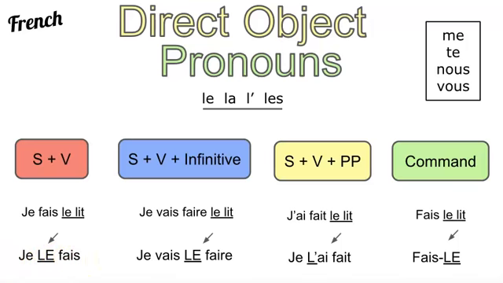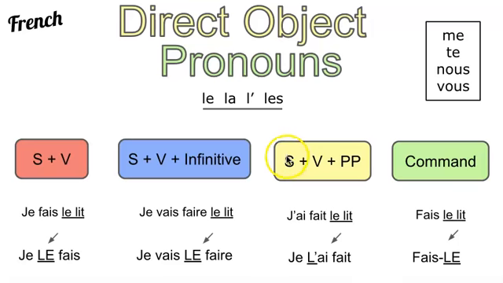For our second position, we have subject plus verb plus infinitive. Now, an infinitive is the verb before it's been conjugated. For example, je vais faire, I'm going to make or I'm going to do. In this position, when you have subject plus verb plus infinitive, your pronoun will go in between the two. For example, je vais faire le lit changes to je vais le faire. I'm going to make the bed. I'm going to it make.